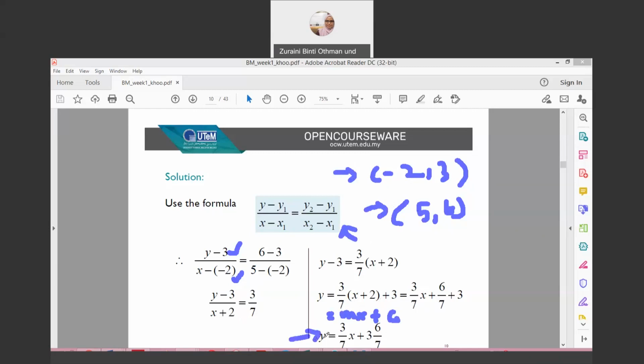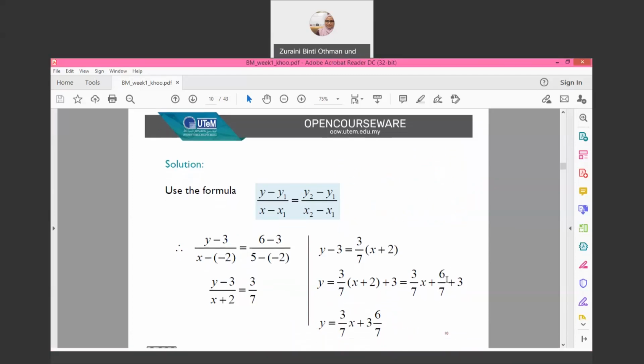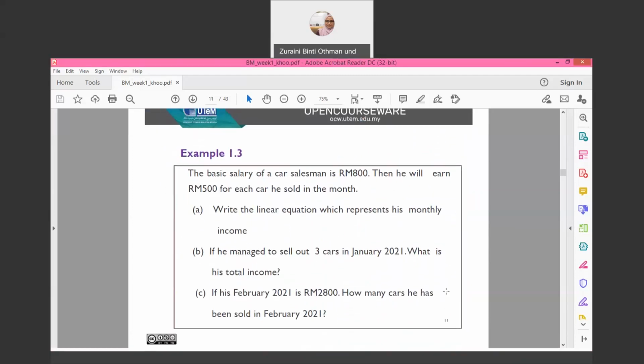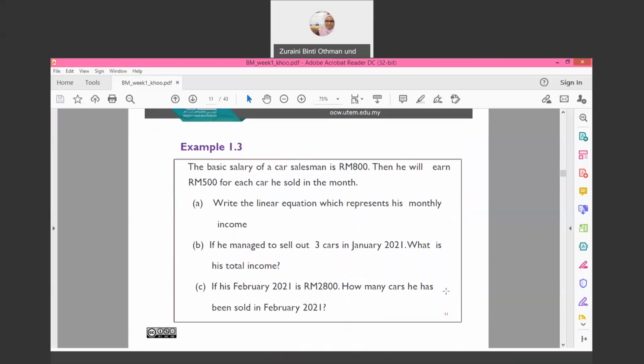Jadikan y as a perkara rumus here. Y is equal to what? Okay, so this is the final form of linear equation. Okay, next is, okay, this is the application of linear equation.